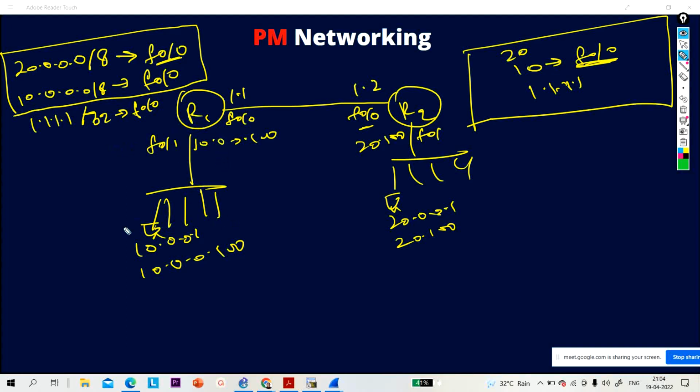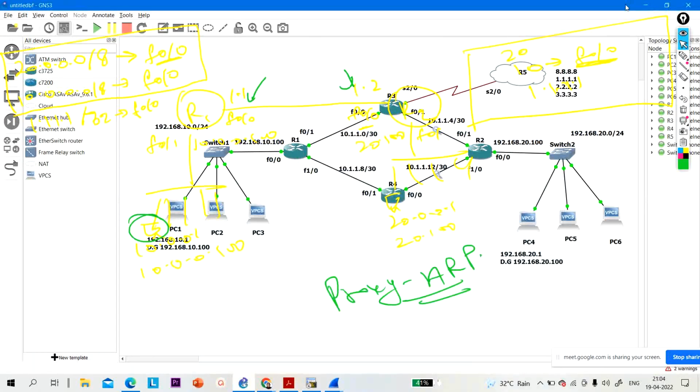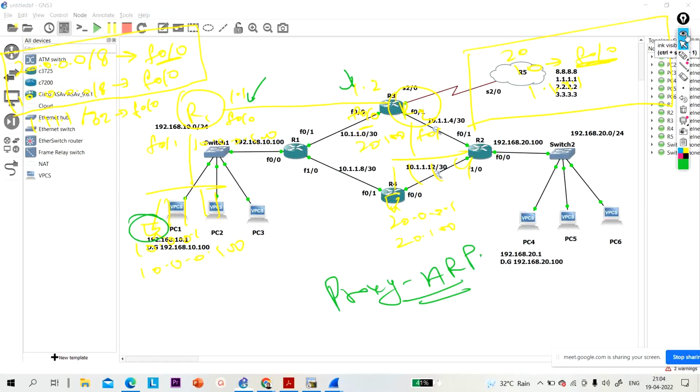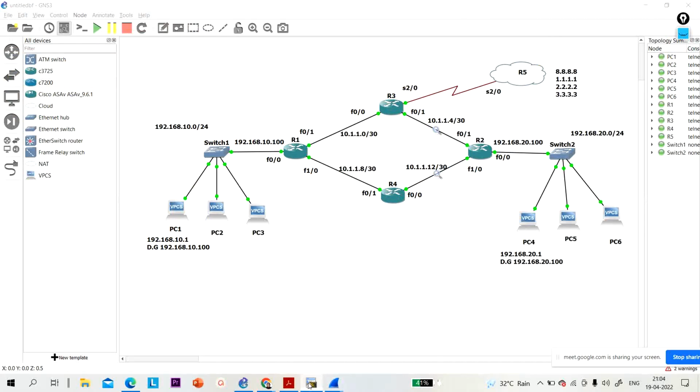Guys, this user will communicate with this user with the help of proxy ARP. Right or wrong? What if someone disables proxy ARP on this interface or on this interface? What will happen? ARP will never resolve, and they will never communicate. That is the first type of problem. So you need to check whether proxy ARP is enabled or not. How will you check? What is the command?